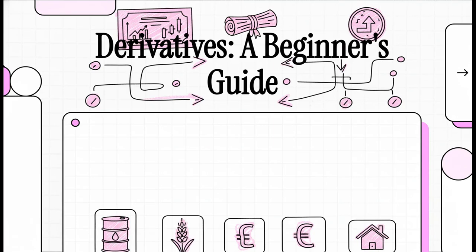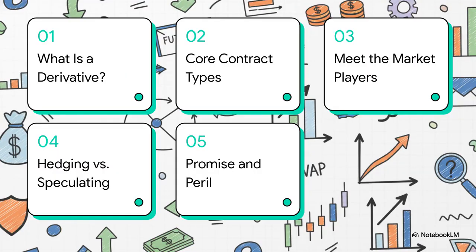Today we're going to break down a word you've probably heard a lot, one that sounds really complex but is actually built on a super simple idea. Derivatives. If that word has ever sounded a little intimidating, you're in the right place, because we're about to make it crystal clear. So here's how we're going to do it.